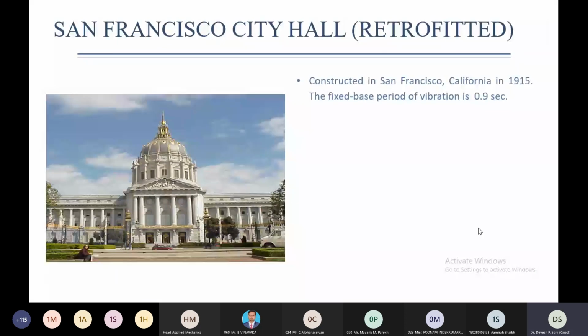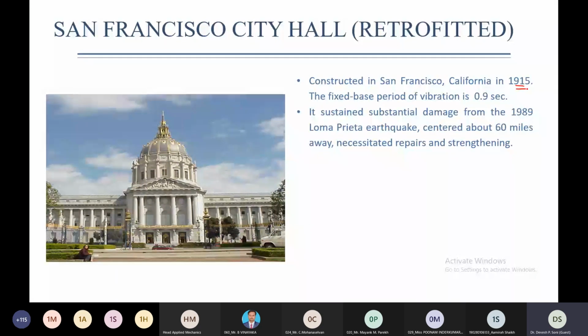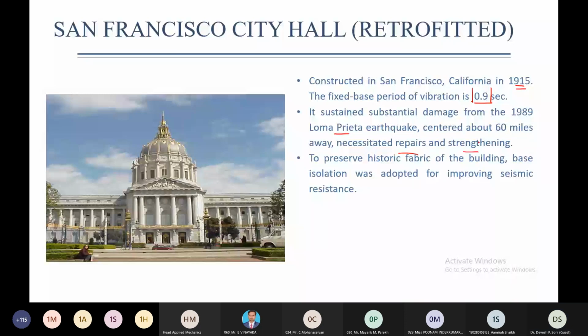This is the example of San Francisco City Hall. This was constructed in 1915, and the fixed base time period was 0.9 seconds. Then it sustained substantial damage from the Loma Prieta earthquake, and it was found to need repairs and strengthening after the earthquake. Now, in order to preserve the historic fabric of the building, base isolation was adopted for improving the seismic resistance as a retrofitting option.